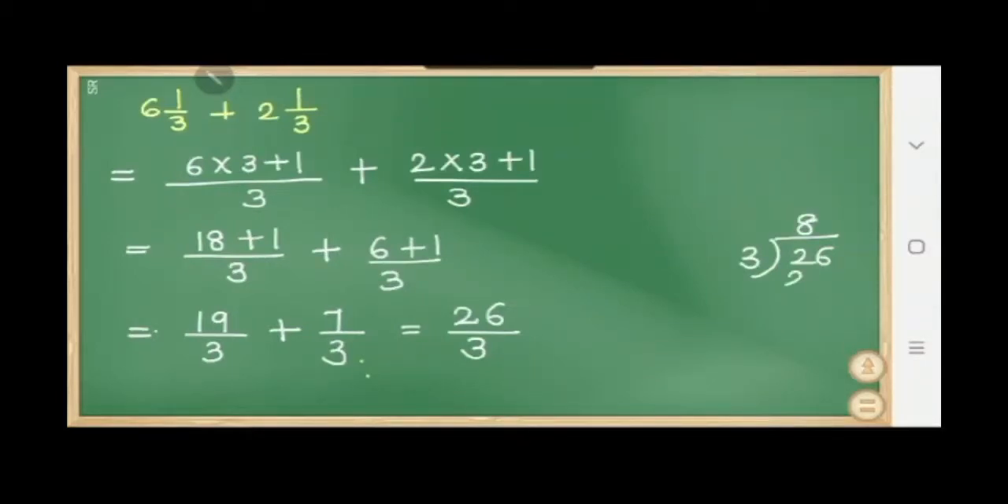So I am going to divide them. 26 divided by 3. So 3 8s are 24, I get. And what is the remainder? 2. So I am going to write this in mixed fraction form. 3 remains the same as the denominator. The quotient 8 will come in the center as a whole. And the remainder 2 will come as the numerator.